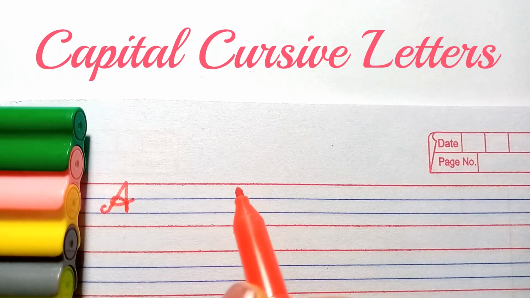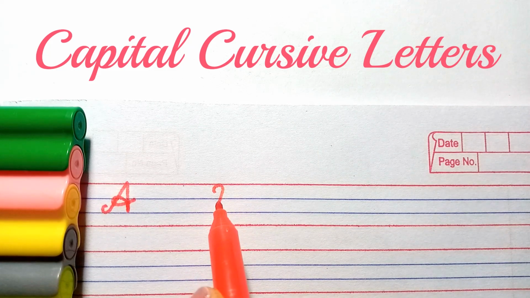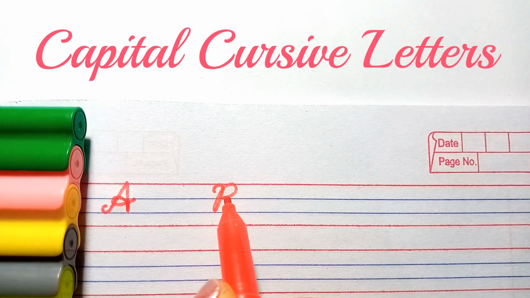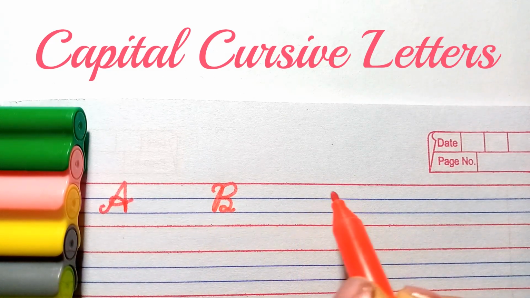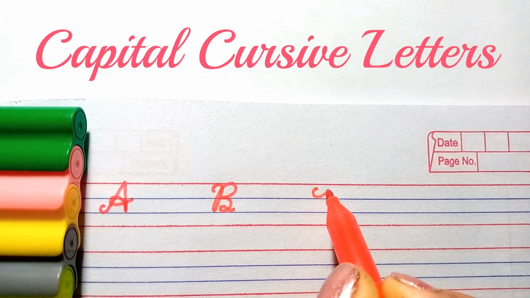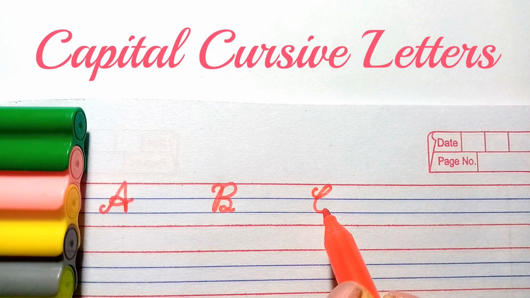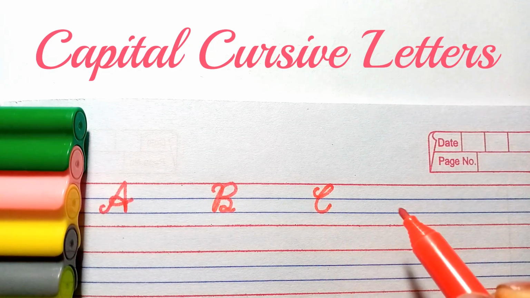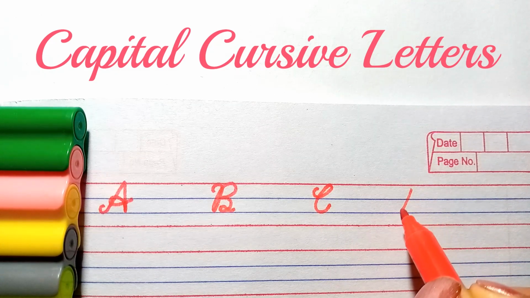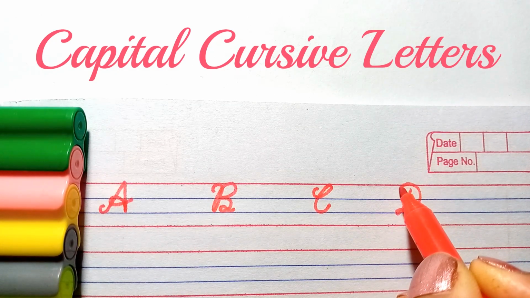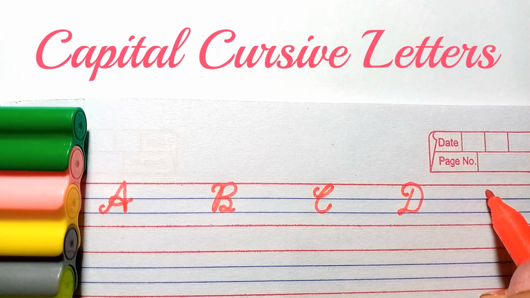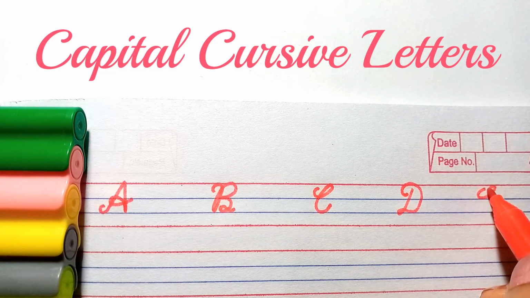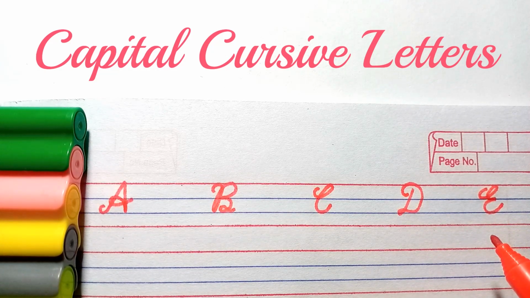A. F for apple. B. B for ball. C. C for cat. D. D for dog. E. E for elephant.